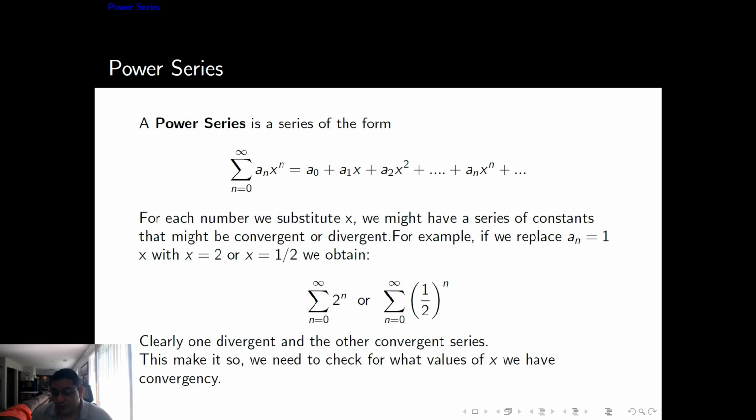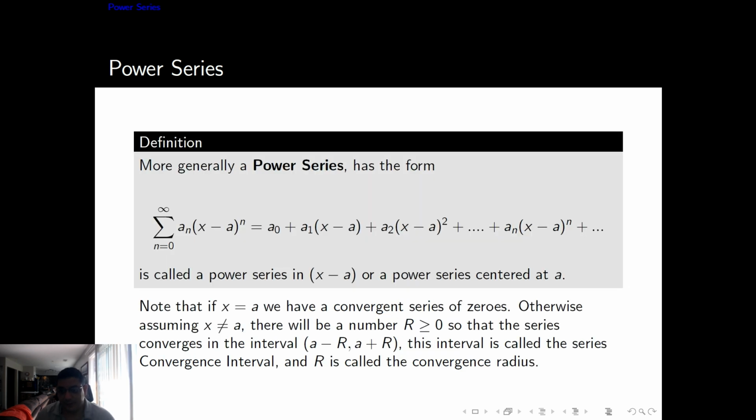Now, we need to check for what values of x we're actually going to have convergence. In a more general sense, I can consider a power series around a given point a. Before, when we just had x to the n, we were considering a power series centered around 0. But you can center the power series around any number that you want. So I can have a general power series of the form sum from n equals 0 to infinity of a_n times (x minus a) to the n.